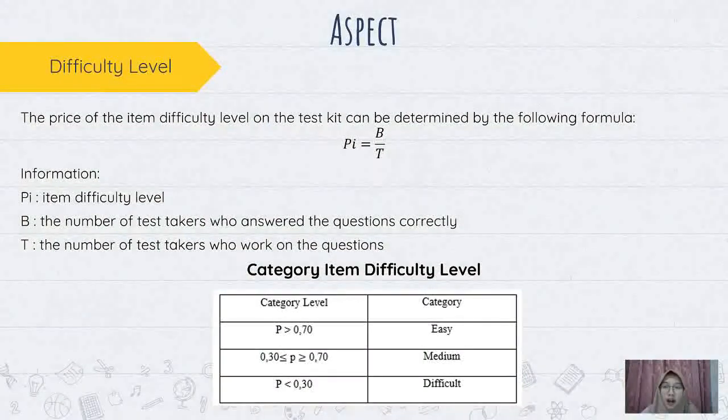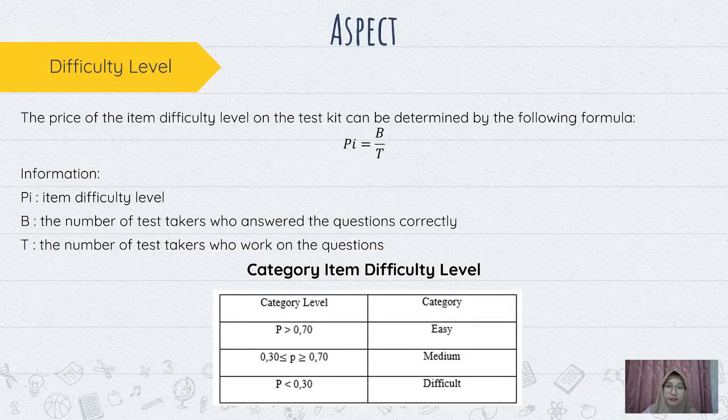Then the aspect of the classical theory, first is the difficulty level. Difficulty level of an item is expressed by an index called the item difficulty index and is symbolized by the letter P. Theoretically, P is actually an empirical probability to pass a certain item for a certain group of students. In measuring a test item, the item difficulty level is related to the percentage of people who can answer the question correctly.